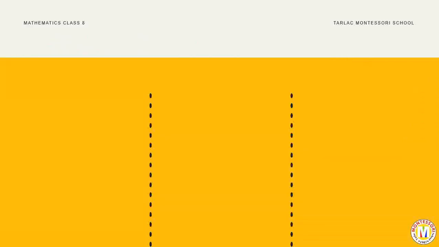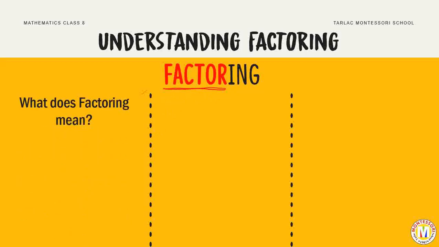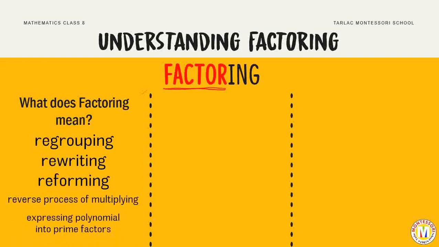So now we will just be reviewing some of the terms that we have already encountered last year. So we have here understanding factoring. On your screen, you can see the word factoring, and the word factor is highlighted. Why? Because factoring is somehow related to multiplication of polynomials, and factor is a common term which connotes the operation multiplication. So how does that relate to multiplication? Let's see.